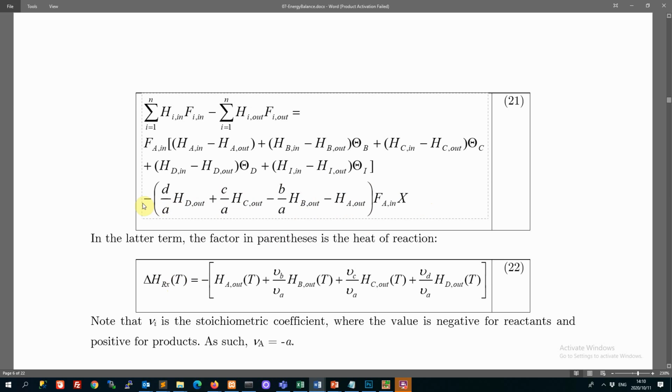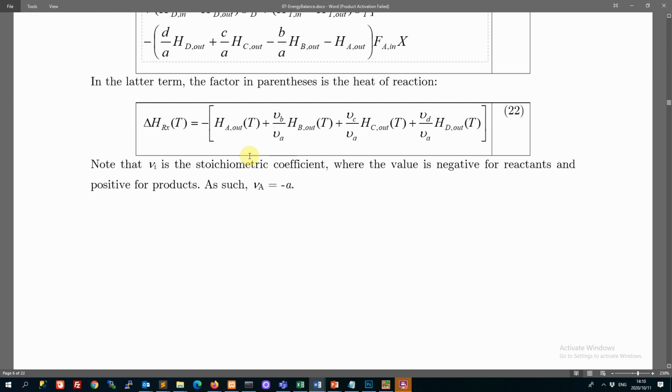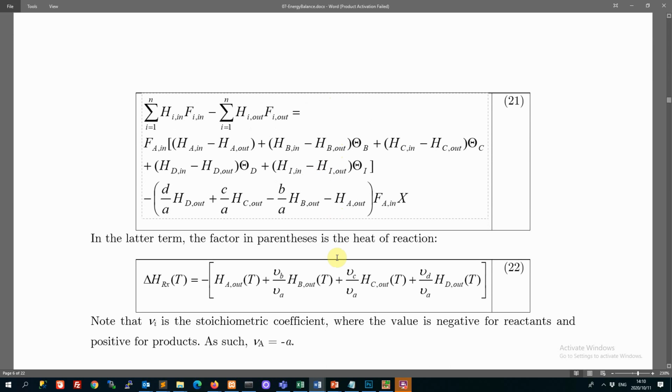And of course, we didn't just write this out. This is something that arose from just accounting for the energy change through the space. Okay, so that's how your heat of reaction arises. And if you can understand this point carefully, then a lot of what follows just falls into place.